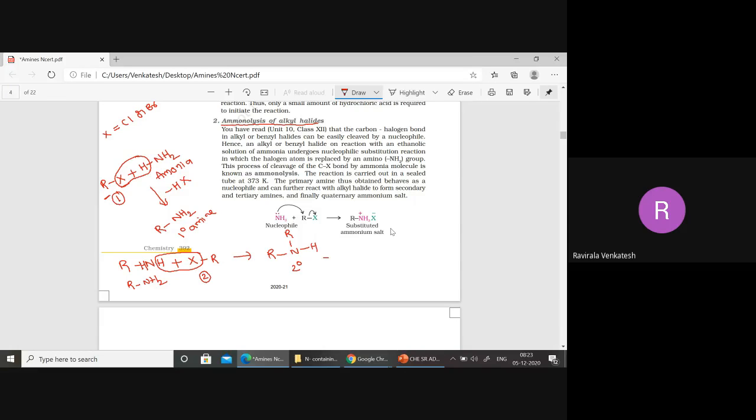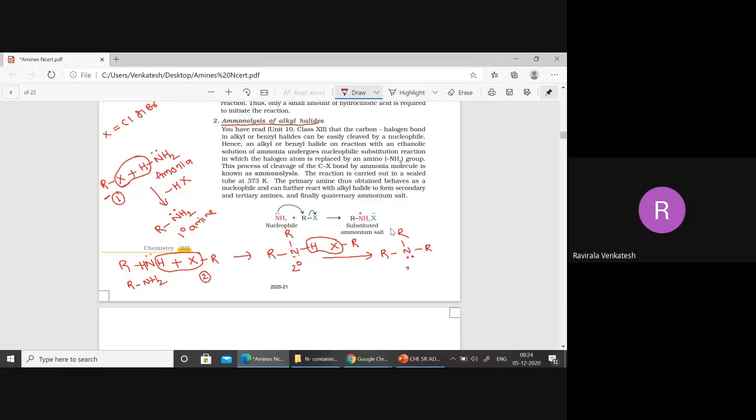Again, reacting with the third mole of alkyl halide. Now what do we get here? R, N, R, again R, with one lone pair. Because all nitrogens will have a lone pair. Every nitrogen will have a lone pair like this.